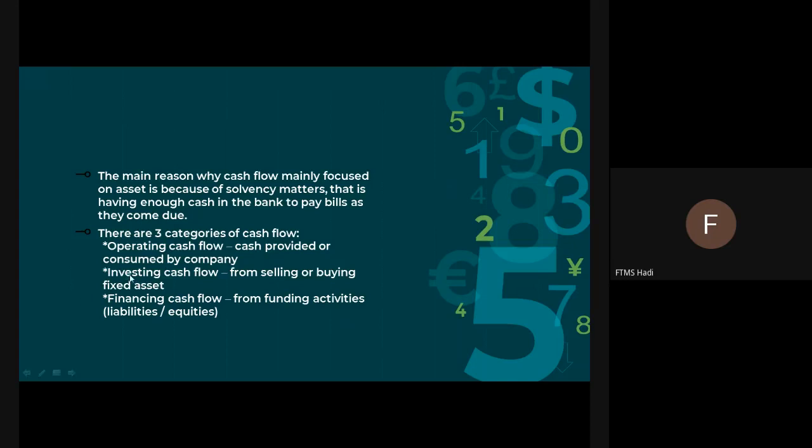All right, the second one, investing cash flow, from selling and buying fixed assets. We're talking about fixed assets only, which is machines, vehicles, land, buildings, and so on. I want to go back to operating cash flow where I gave an example of machinery. That is not operating. Machinery is more on investing cash flow. And the last one, financing cash flow. That means money in and money out from funding activities, getting money and paying back money, which is mainly from liabilities and also equities.